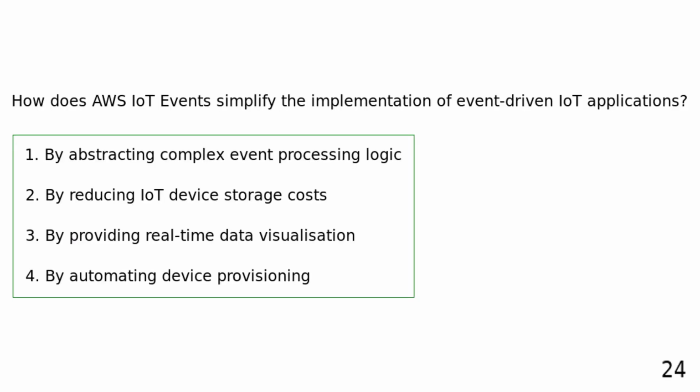How does AWS IoT Events simplify the implementation of event-driven IoT applications? By abstracting complex event processing logic. By reducing IoT device storage costs. By providing real-time data visualization. By automating device provisioning.